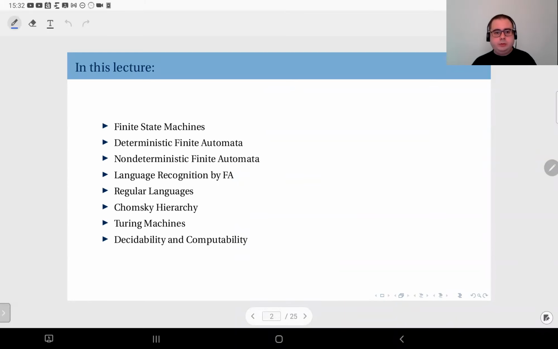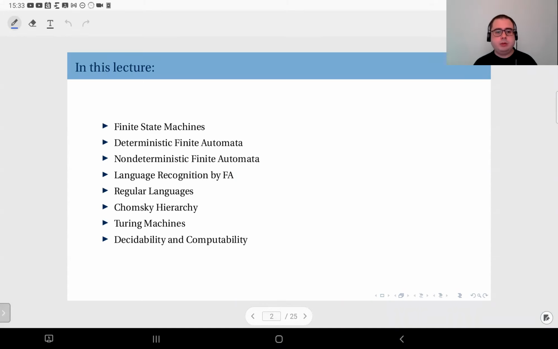This week we are talking about units of computation and tools of computation. And the first thing we are going to look at is the finite state machine. And based on this, we are going to define finite automata, deterministic and non-deterministic finite automata. And we'll see how language recognition is possible by finite automata.